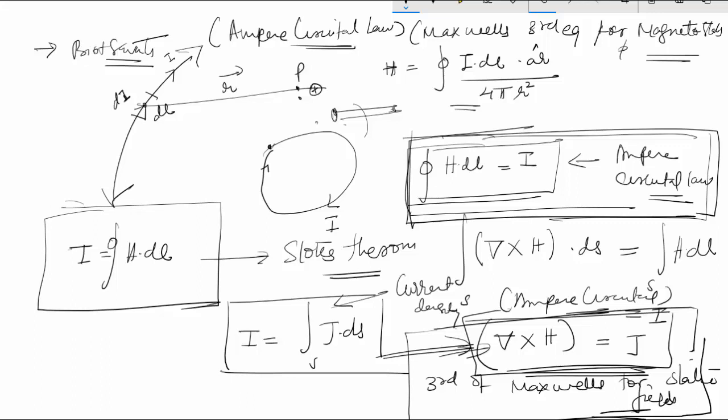And this was the derivation of the Ampere Circuital law, and the derivation of the Ampere Circuital law was found out from the equations of the Biot-Savart's law.